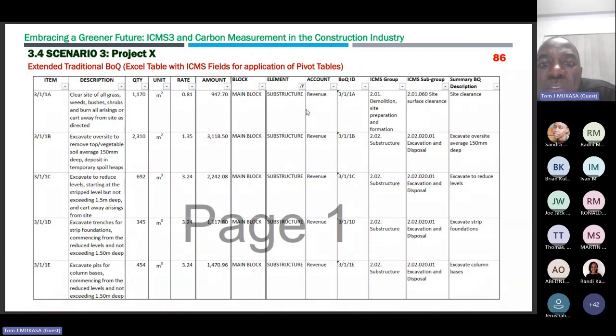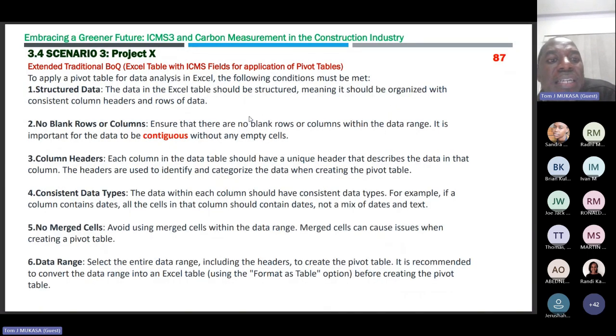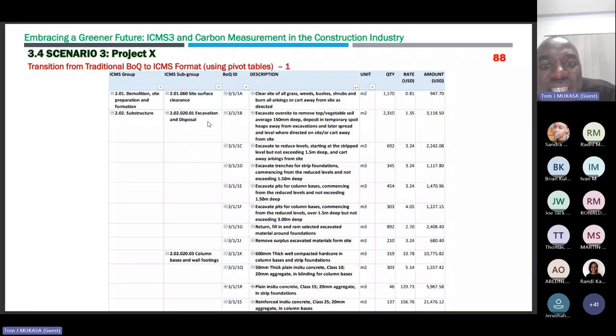After I've done that, I use the pivot table to reformat the presentation in ICMS format. But when you're using a pivot table, there are some rules you have to follow. The data has to be structured. Ensure that there are no blank rows and columns, you have column headers, and you have consistent data types. Eliminate merged cells, and then you introduce what we call formatted Excel tables, and you'll be able to maneuver. And this is what I did.